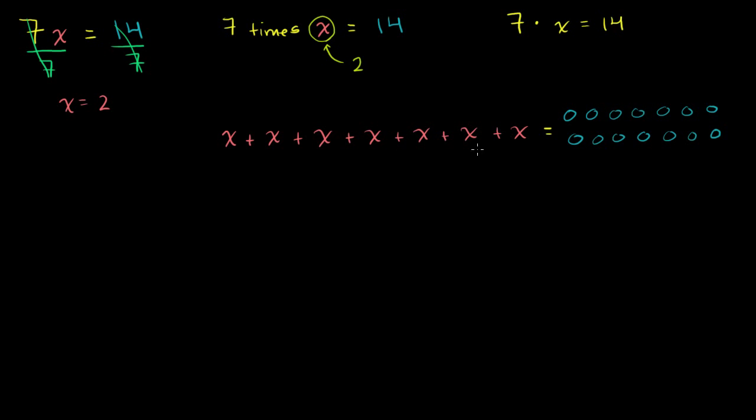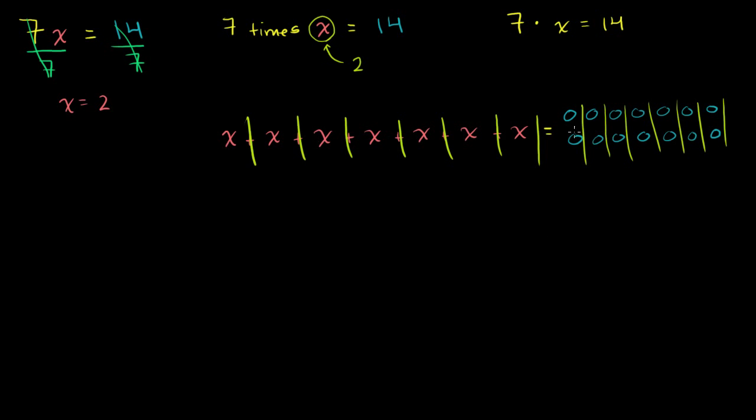So if I divide the left-hand side by 7, so let me divide it into 7 groups. There are 7 x's here, so that's 1, 2, 3, 4, 5, 6, 7 groups. Now if I divide that into 7 groups, I'll also want to divide the right-hand side into 7 groups: 1, 2, 3, 4, 5, 6, 7. So if this whole thing is equal to this whole thing, then each of these 7 chunks that we broke it into are going to be equivalent. So this chunk is equal to that chunk. This chunk is equal to this chunk.